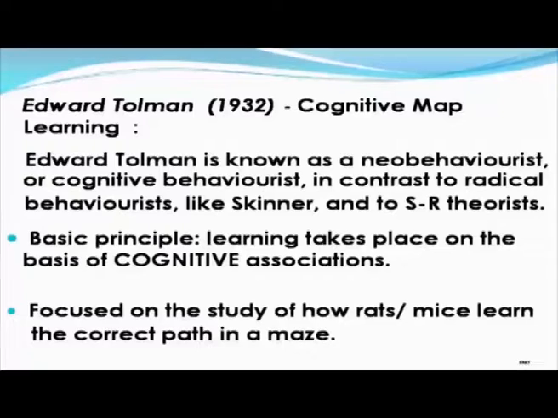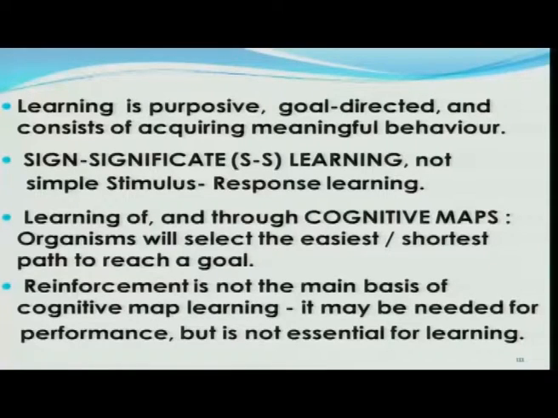Tolman focused on the study of how rats and mice and also human beings learn correct paths. In the case of experimental animals such as rats and mice, it was a question of learning the correct path in a maze. Next, learning was described as being purposive, goal-directed, and it consists of acquiring what Tolman called meaningful behavior.